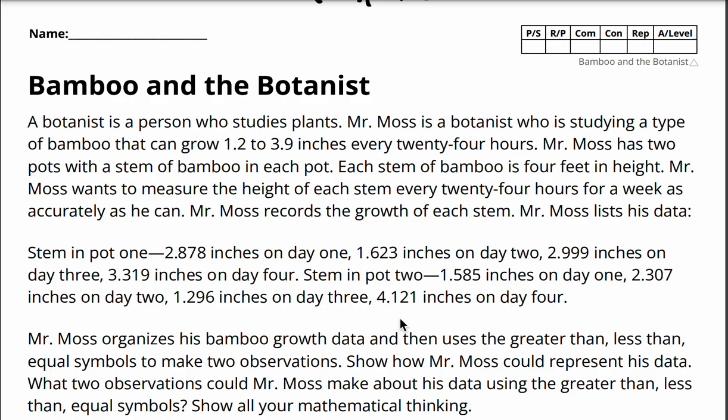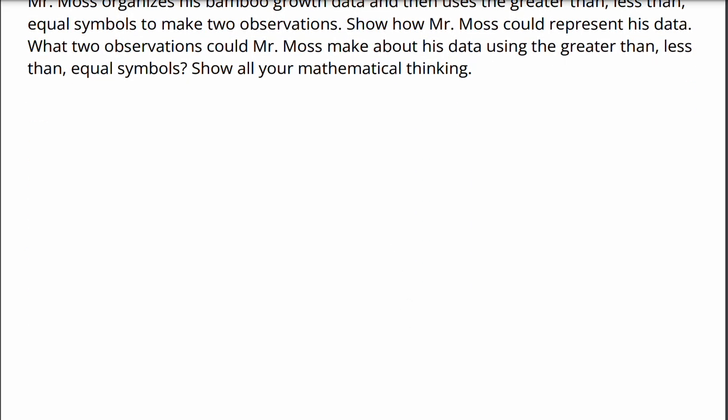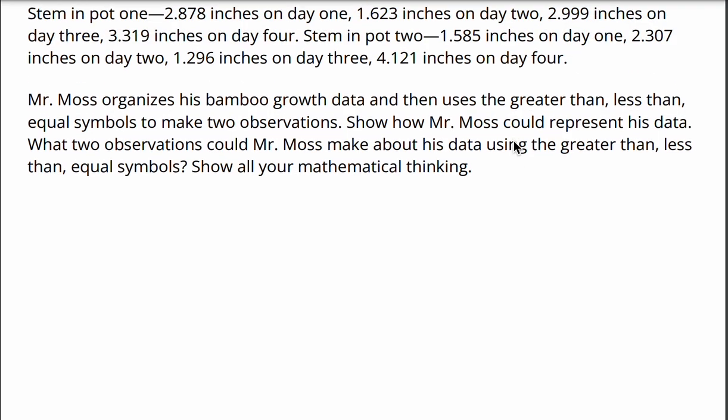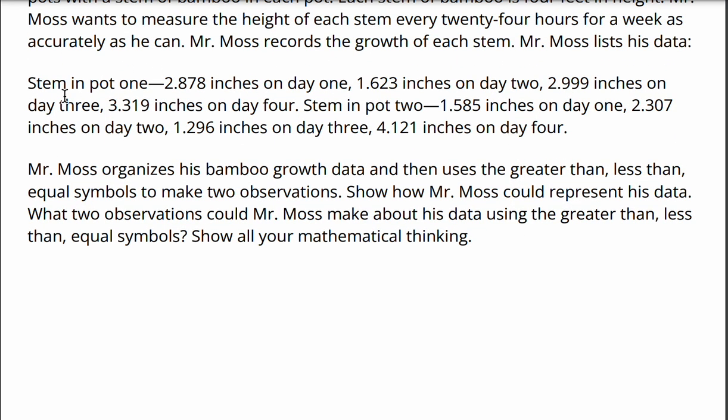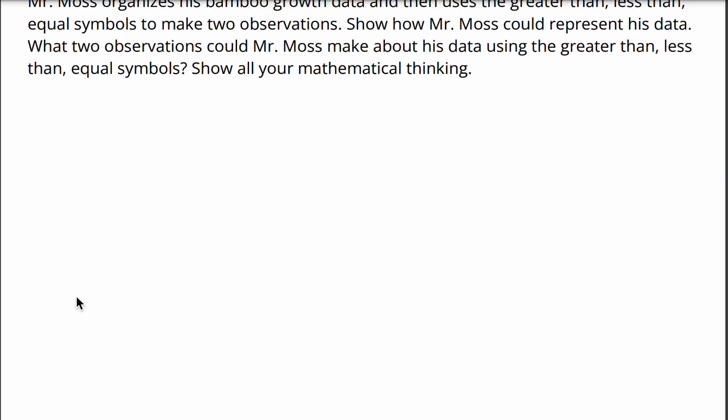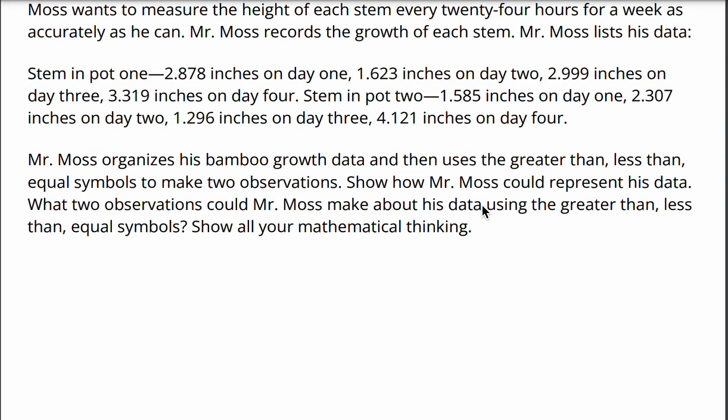So what I would do is come down to the bottom of my page, and I would split my page in half because I have 2 pots of bamboo, pot 1 and pot 2. Then when I come down to this section here, I notice that he records the data for 4 days. So for pot 1, I would put day 1, day 2, day 3, and day 4. And then I would do the exact same thing for the second pot, day 1, day 2, day 3, and day 4. See how I'm keeping my work organized as I read.